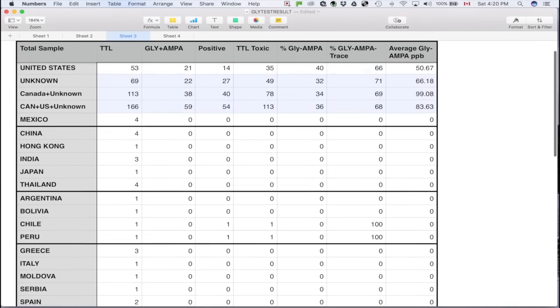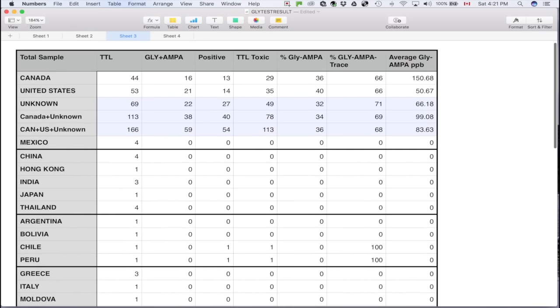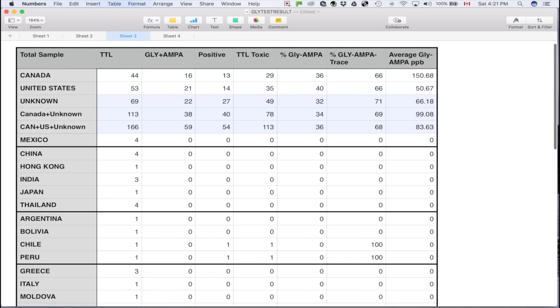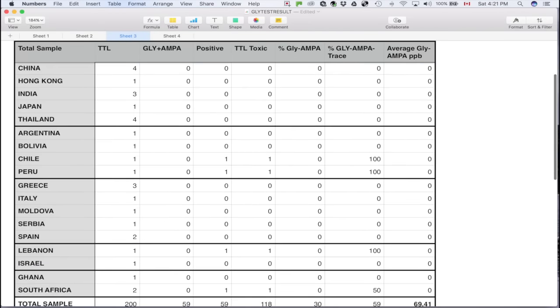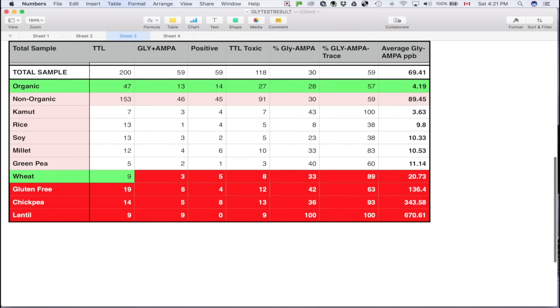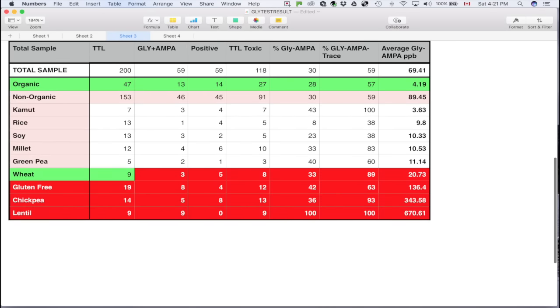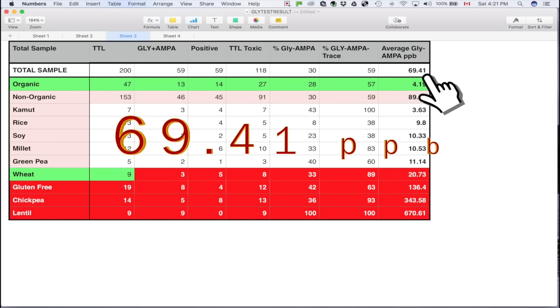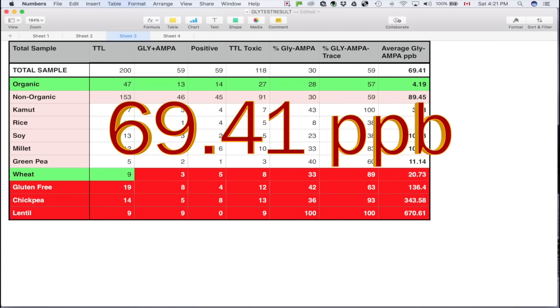So for all regions excepting North America, the final measurable amount is 0, and for North America it is almost 100 or 150, depending on which reading you follow. Then comes the last bit, total samples, and you can see it's 200. If you take all the glyphosate and AMPA readings, add them up and divide by 200, the world average is 69.41, quite a lot.